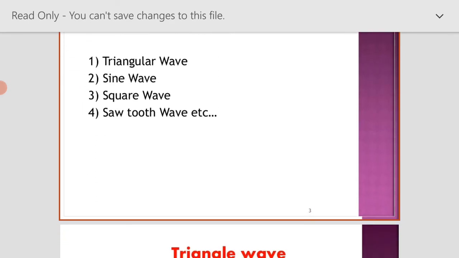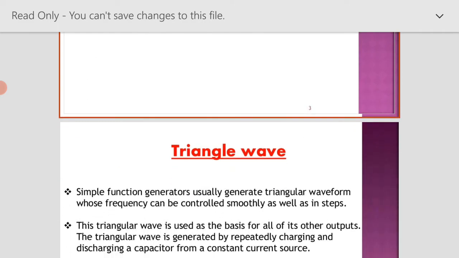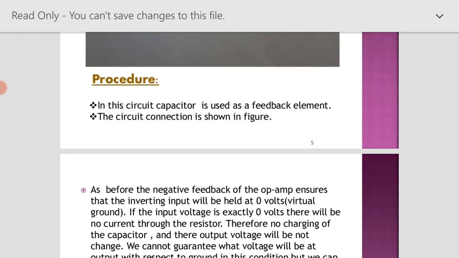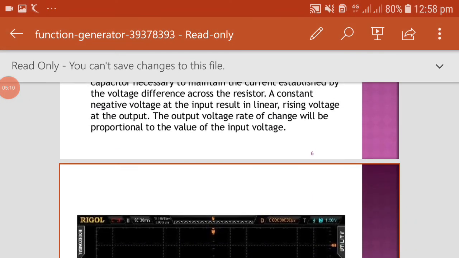So in this video lecture we see the first wave, triangular wave, how it will be generated and how it will be produced on a graph. This is a graph of function generator producing a triangular wave.